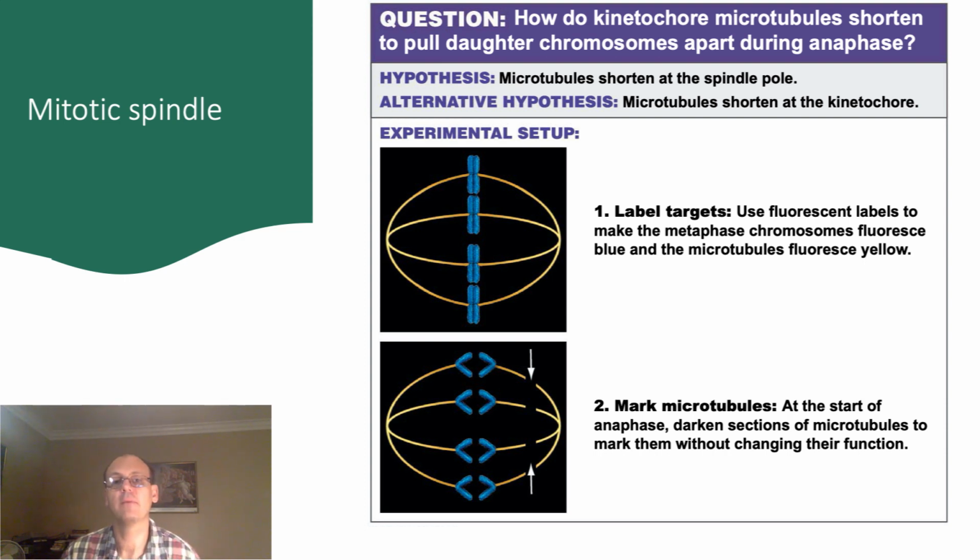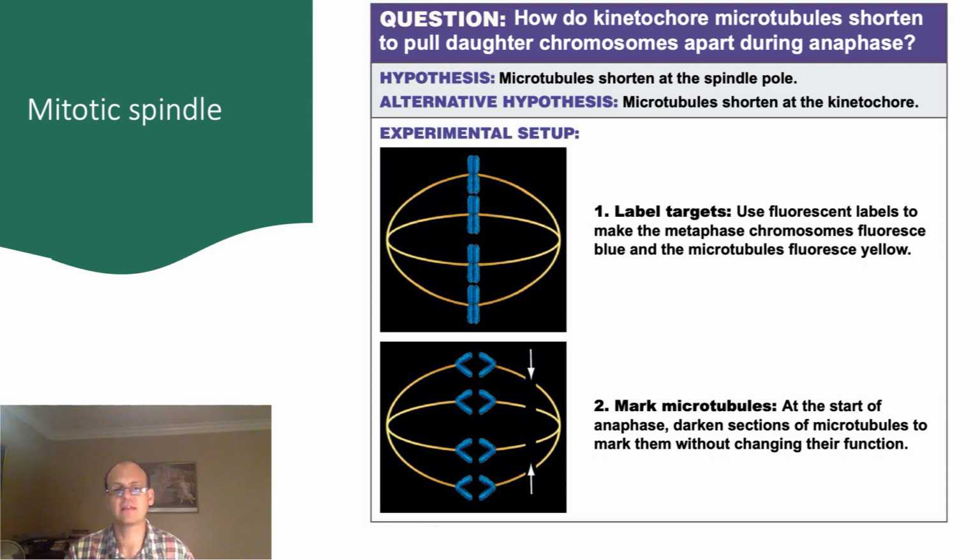Looking in a little bit more detail at how the microtubules control the movements of chromosomes, two hypotheses have been proposed. In the first hypothesis, the microtubules shorten at the centrosome. When they pull the chromosomes, it's like they're reeling them in like a fisherman reels in a fish. The second hypothesis is that the microtubules shorten at the kinetochore on the chromosome end. With this hypothesis, the chromosomes sort of crawl along the microtubules.